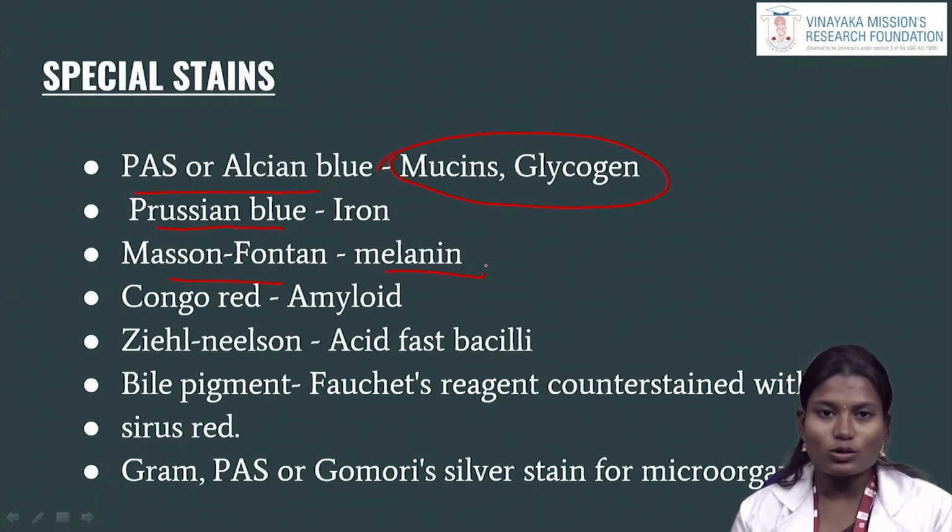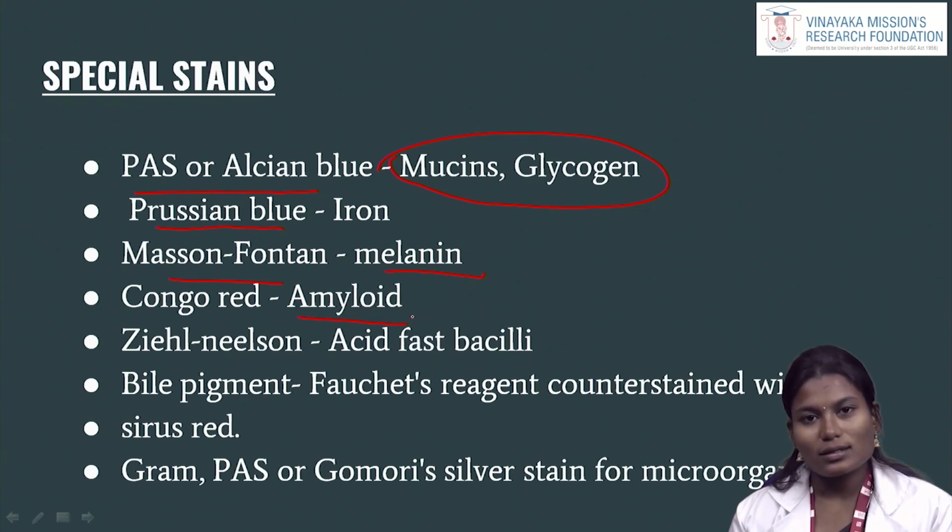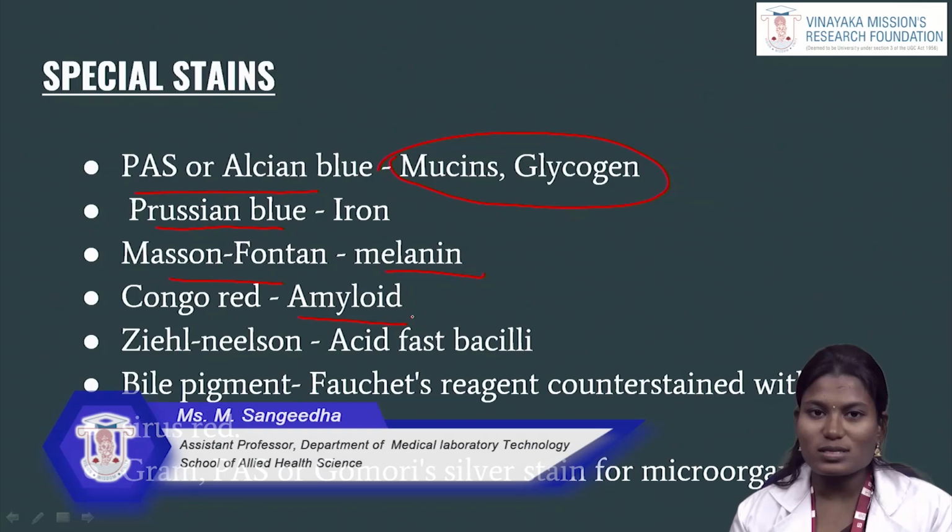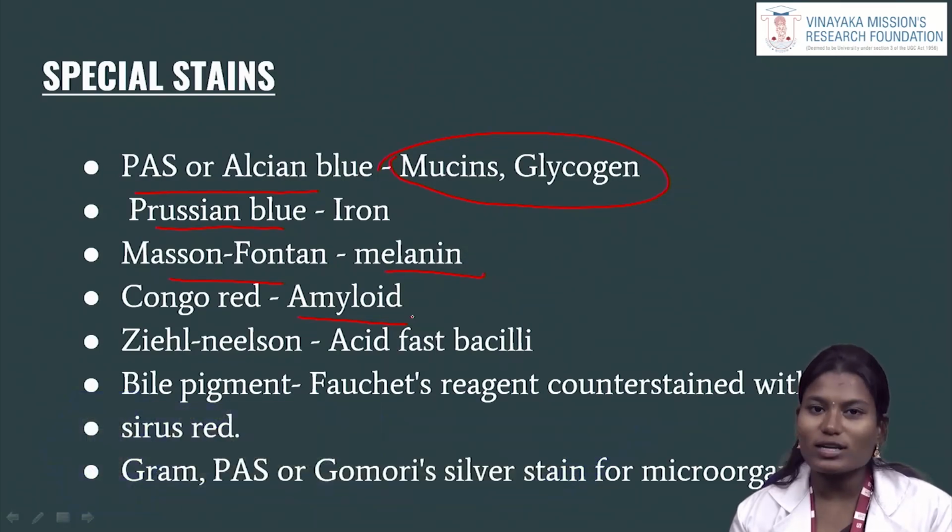Congo red stain is used to find amyloid. Ziehl-Neelsen stain is named after its authors, who discovered the acid-fast bacilli stain. There are two methods, the cold method and the warm method. The cold method uses 5% sulfuric acid, and the warm method uses 25% sulfuric acid, to find the bacterial cells inside the FNAC materials.